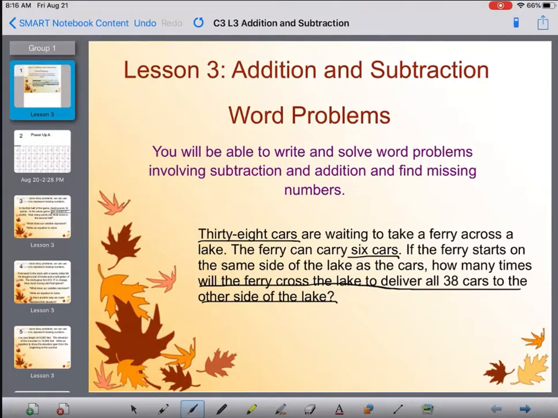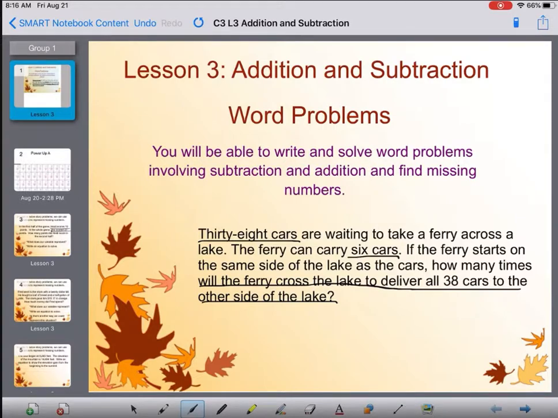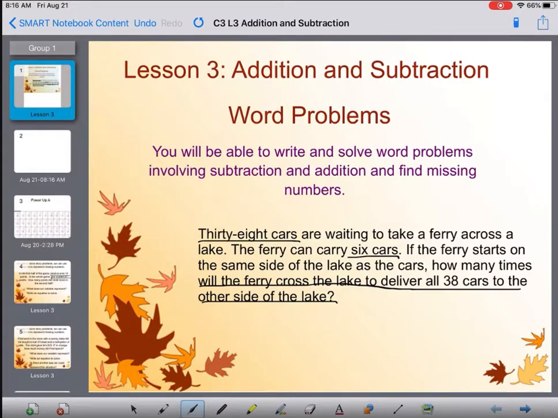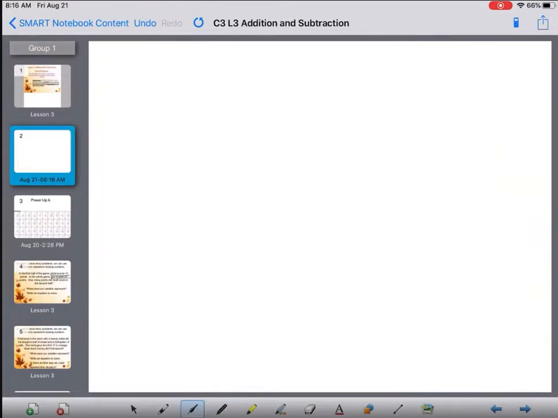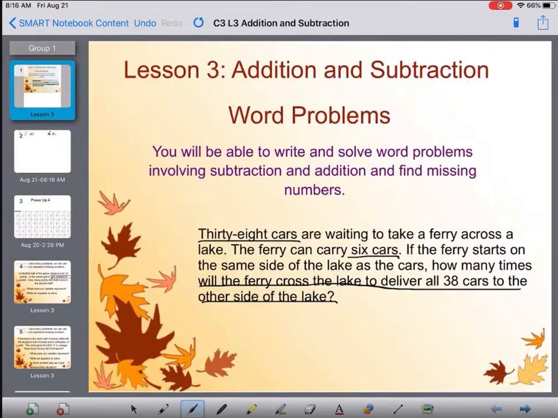All right, I'm just going to write some of this information on a new page so we can capture it clearly. So we got 38 cars in total. Here the ferry can carry 6 cars. And if the ferry starts on the same side of the lake as the cars, how many times will the ferry cross the lake to deliver all 38 cars to the other side of the lake?